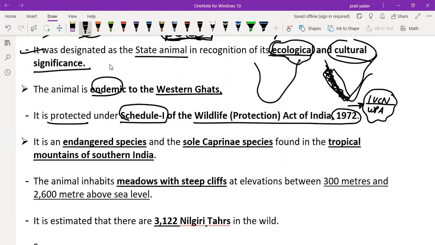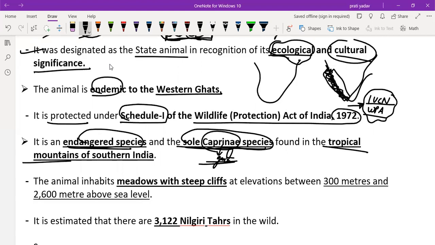So IUCN, WPA, and one more, I do not remember the name, but one more is there also. Nilgiri Thar is an endangered species and the sole caprine species. What is caprine? Look like a goat. A species which looks like a goat or similar to it is called a caprine species. So it is an endangered species and a sole caprine species found in the tropical mountains of southern India.